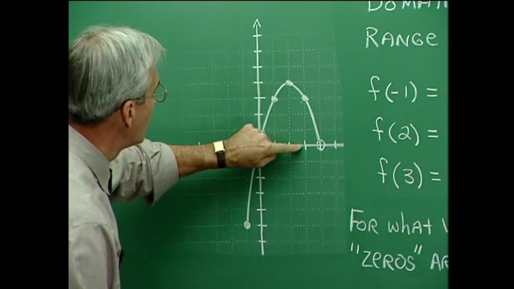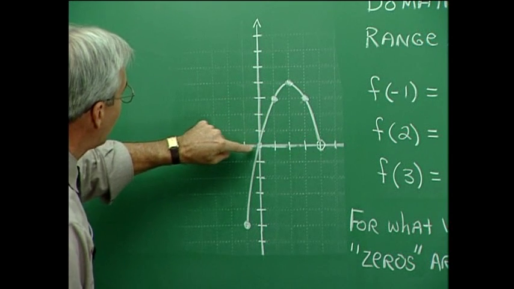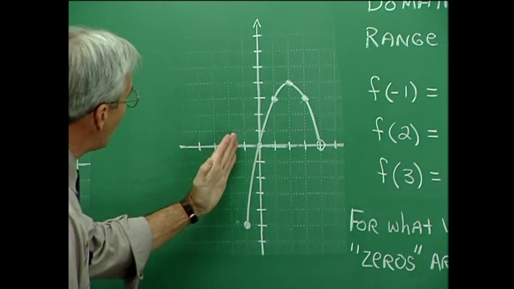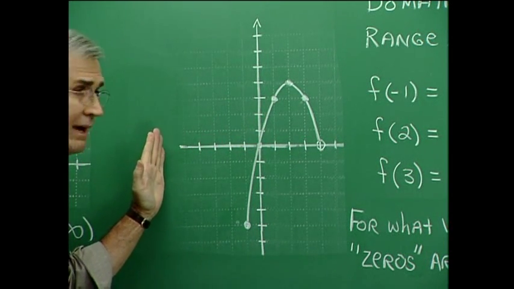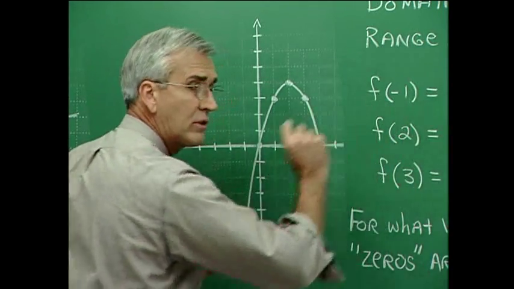That x, a point on the graph. Back here, this x, a point on the graph. This x, a point on the graph down here. But for x's that lie out here, we have no points on the graph. For x's out here, we have no points on the graph.